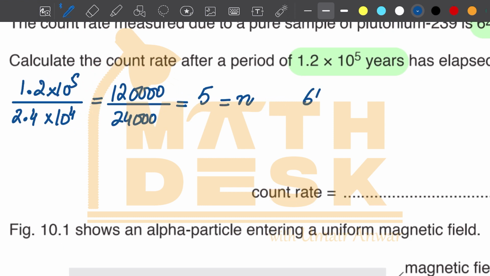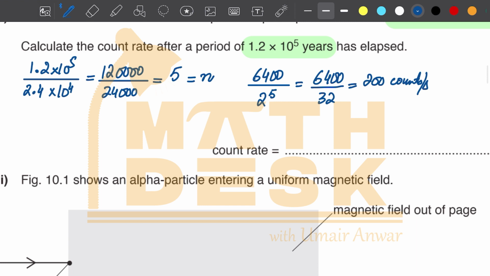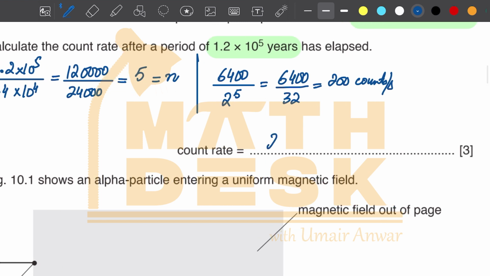So initially the count rate is 6400 counts per second. If 5 half-lives pass, this should get divided by 2 raised to 5. So 6400 divided by 32 gives us a count rate of 200 counts per second. So this would be the count rate after 1.2 times 10 raised to 5 years. The final answer I'm writing here is 200 counts per second.